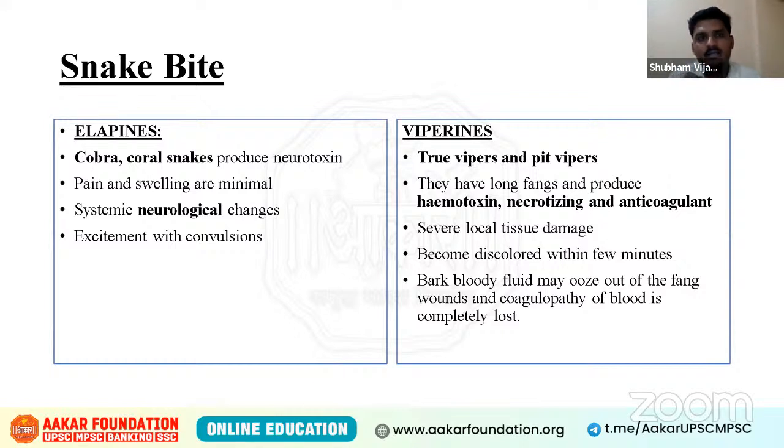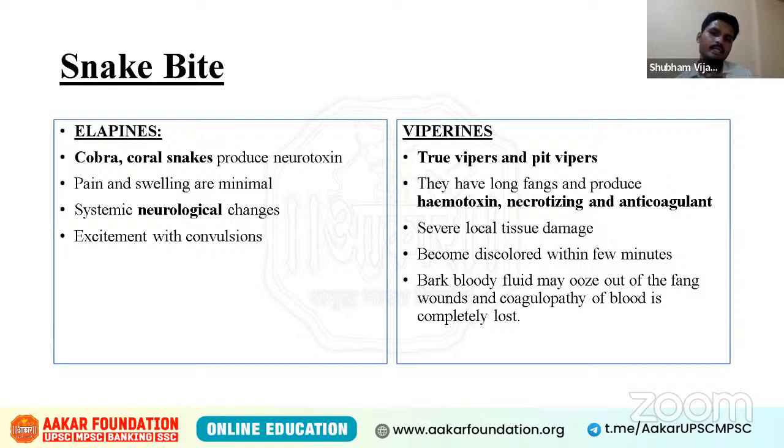And in snake bite, mainly two types are there, based upon the type of effect produced by toxins: elapines and viperines. First of all, we'll take the left box, elapines. Here, cobra and coral snakes are the examples. They produce neurotoxins. After the bite, what signs will be there? Pain and swelling are less, but neurological changes will start, like excitement with convulsions.